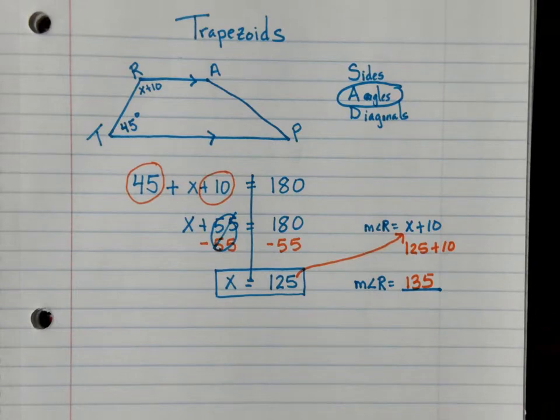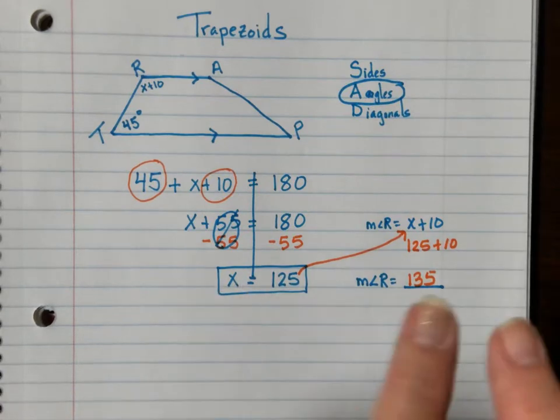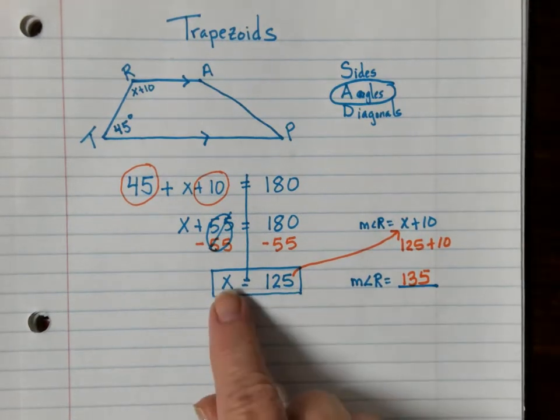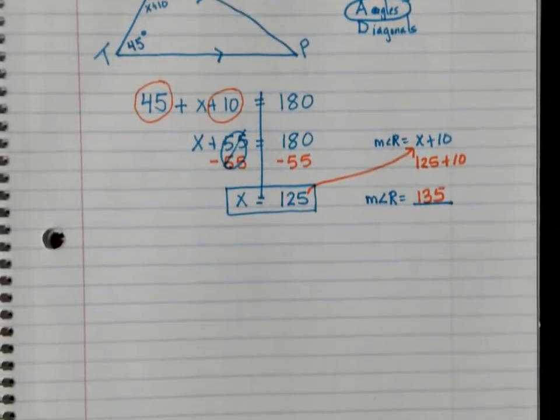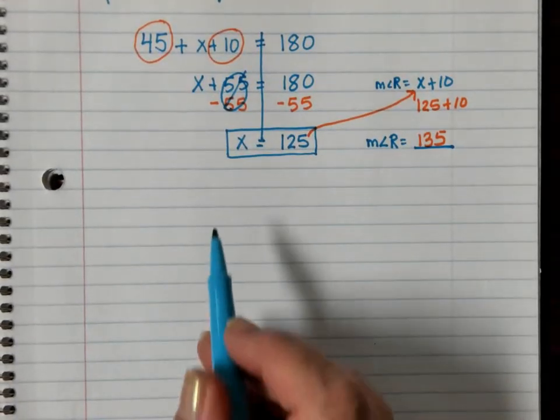So sometimes on your test, you're going to have a two-part question. It's going to say first find X, then find something else, right? So you find X and then you plug it in. Alright, so now let's do a second trapezoid problem.